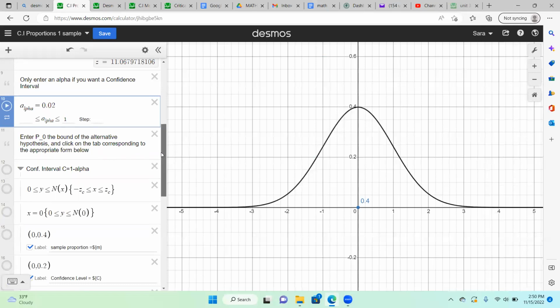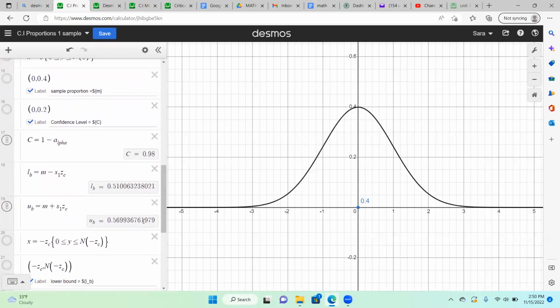And we scroll down, and there is the same lower bound and upper bound that we came up with.